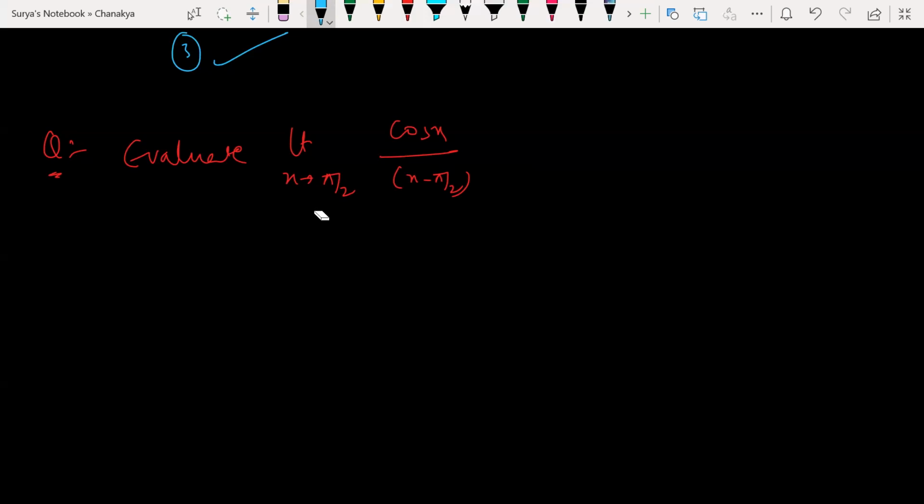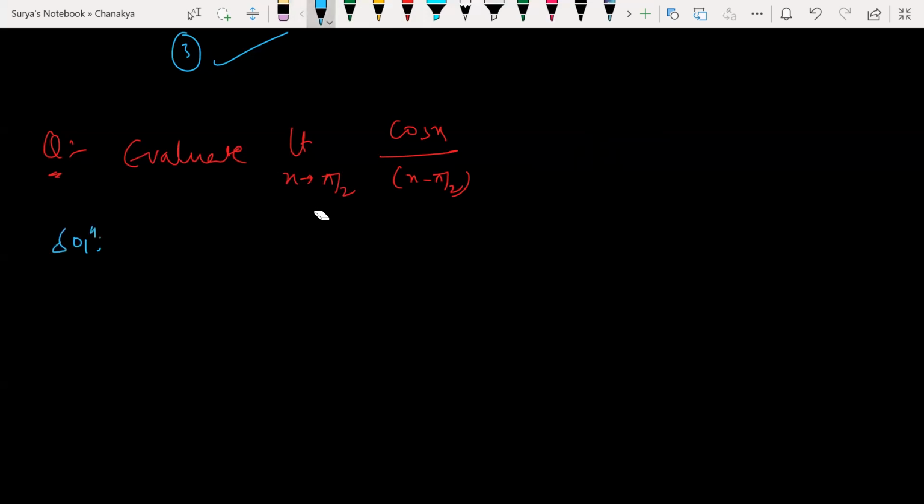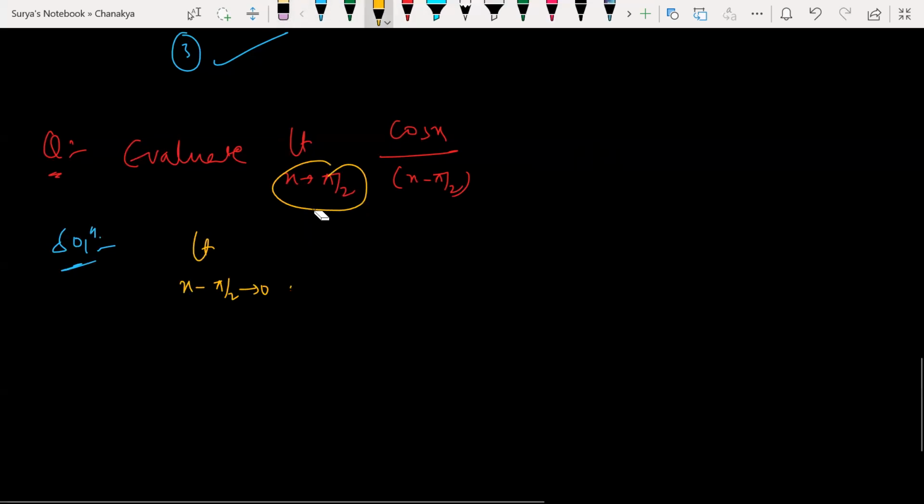How do I need to solve such a type of question? Sir, so far we have seen limit x tending towards 0, limit x tending towards a, such questions. But look at it here. Limit x minus pi by 2 tending towards 0, can I write? This can be written like this. Can I write like this? Okay. x minus pi by 2 tending towards 0.